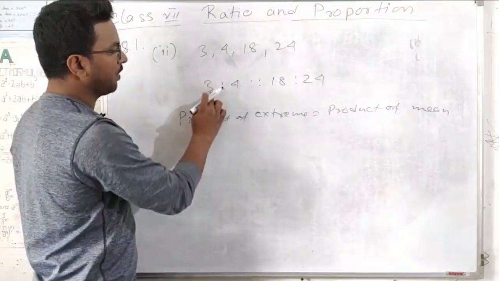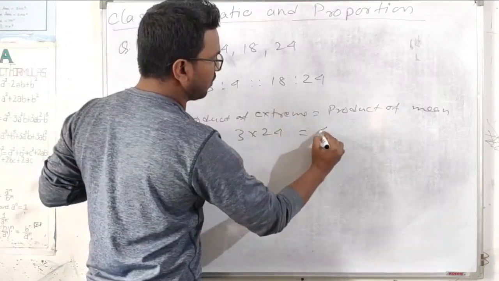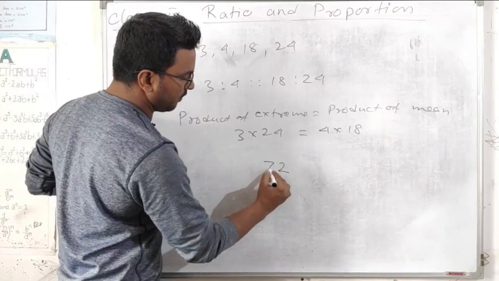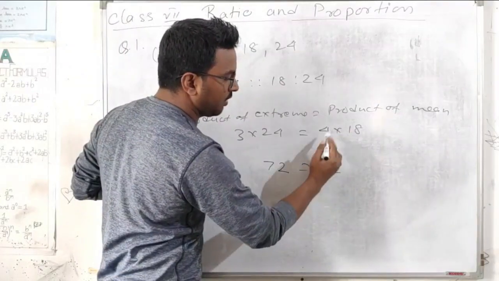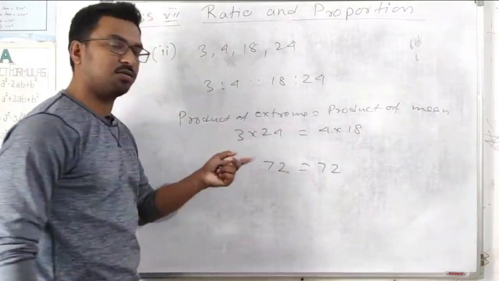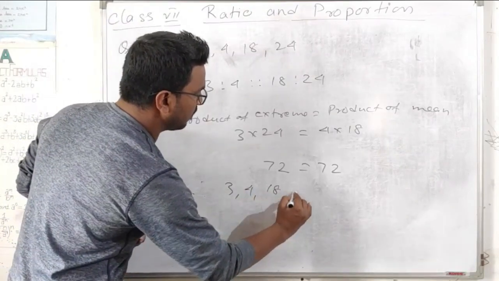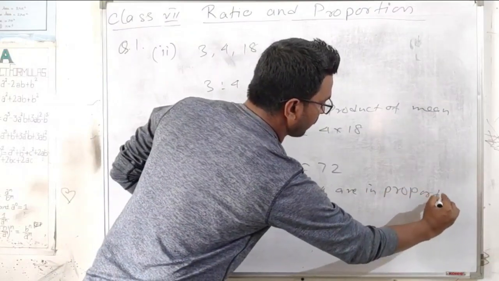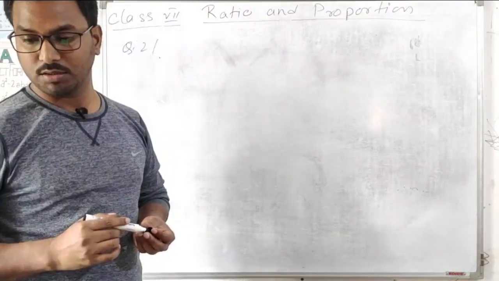So product of extremes, 3 into 24, and means, 4 into 18. So 3 4s are 12, 3 2s are 6, plus 1 is 7, 72. 4 8s are 32, 2 and 3 carry, 4 1s are 4 plus 3 is 7, 72. So left hand side equals right hand side, therefore 3, 4, 18 and 24 are in proportion. Okay, they are in proportion. So we'll see next question number 2.